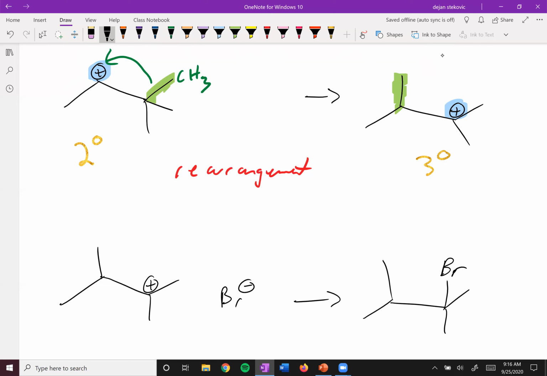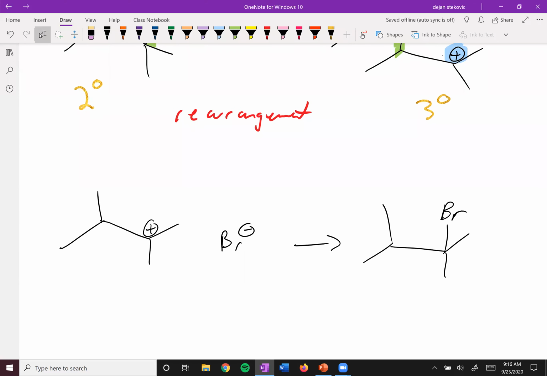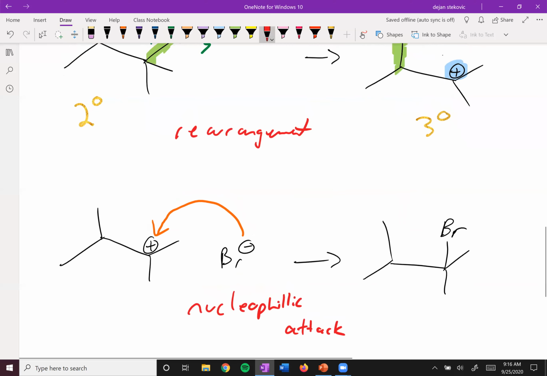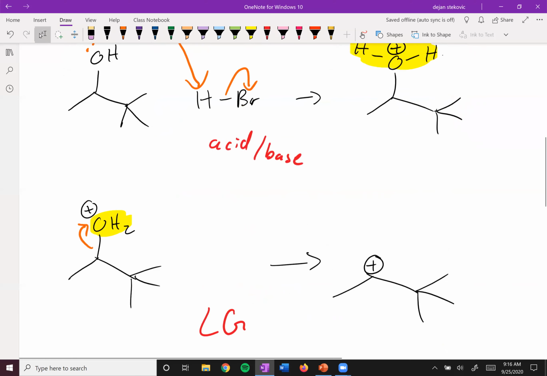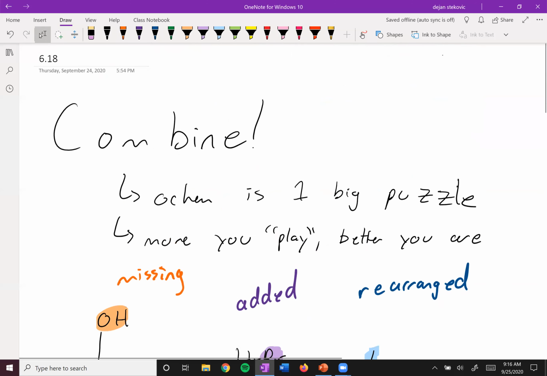And then in our last step here, we finally get our product. We can think about how we go from the left to the right. Well, we see a positive electrophilic spot and a negatively charged nucleophile, so we can have a nucleophilic attack occur here. Then finally, that'll give us our final product. You can see this mechanism is a combination of many of the different motifs that we've put together.